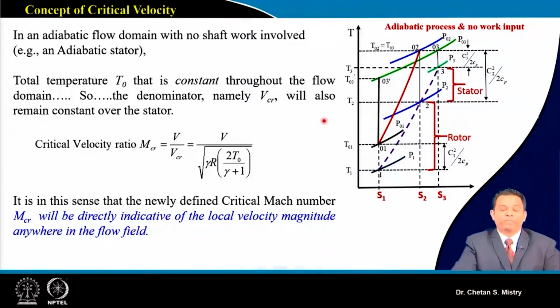Now this is what will be helpful for us in order to calculate our critical Mach number. At a particular location, if I know what my T0 is, that will help us in calculating our critical Mach number. This critical Mach number is indicative of the local velocity magnitude anywhere in the flow field. So from now onwards, rather than using M, we will be using M critical.